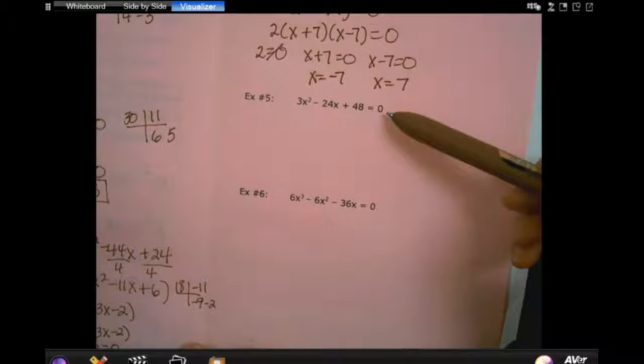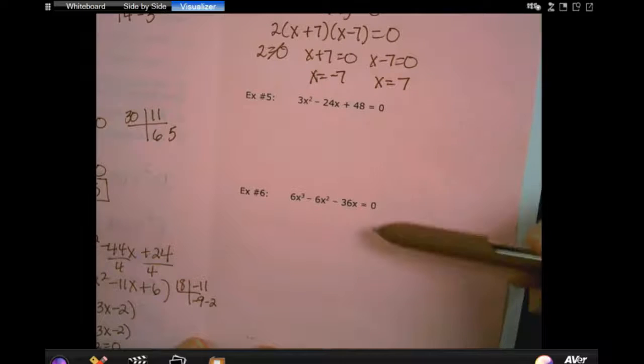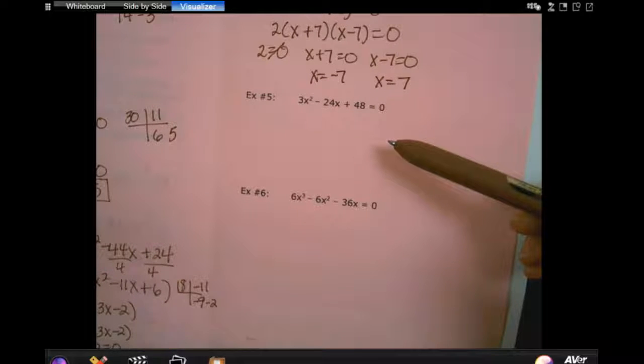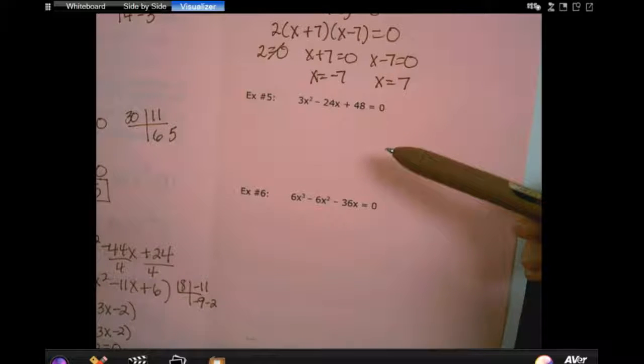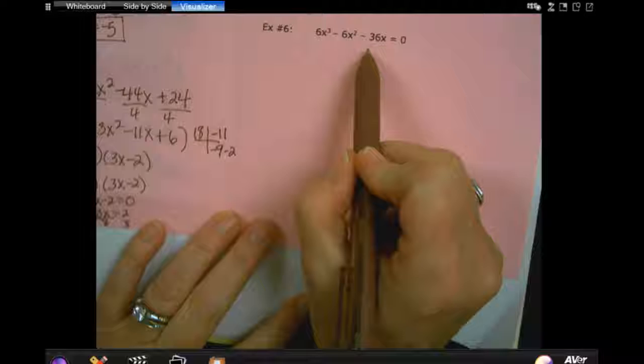Do you want to see this next example? How many of you need to see it? The next, number 6 is different, but number 5 is really the same as what we've already done. Are you good? Yeah? Do you want to see it? Nope. You're good? You want to see it? No? Okay. So here's what's different right here.